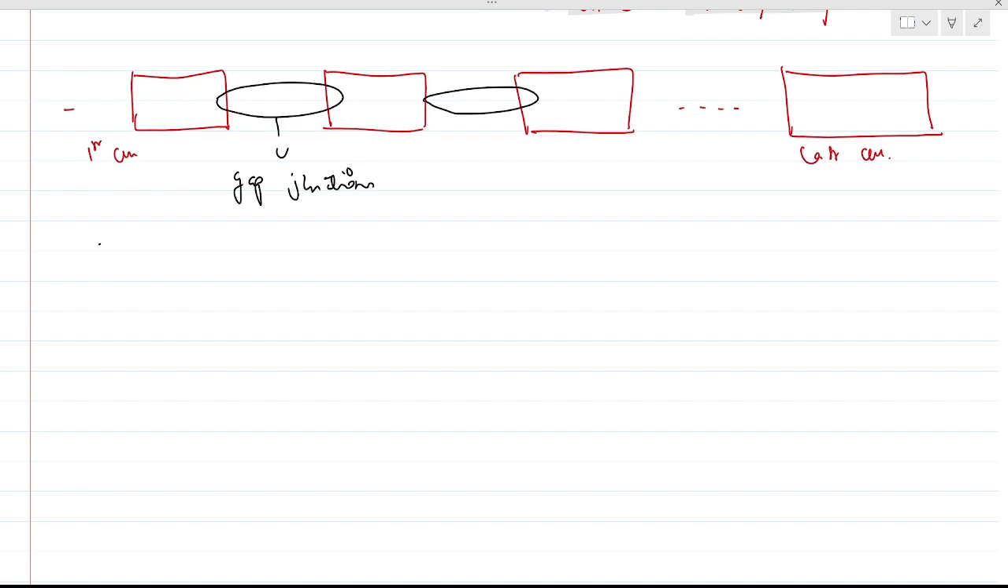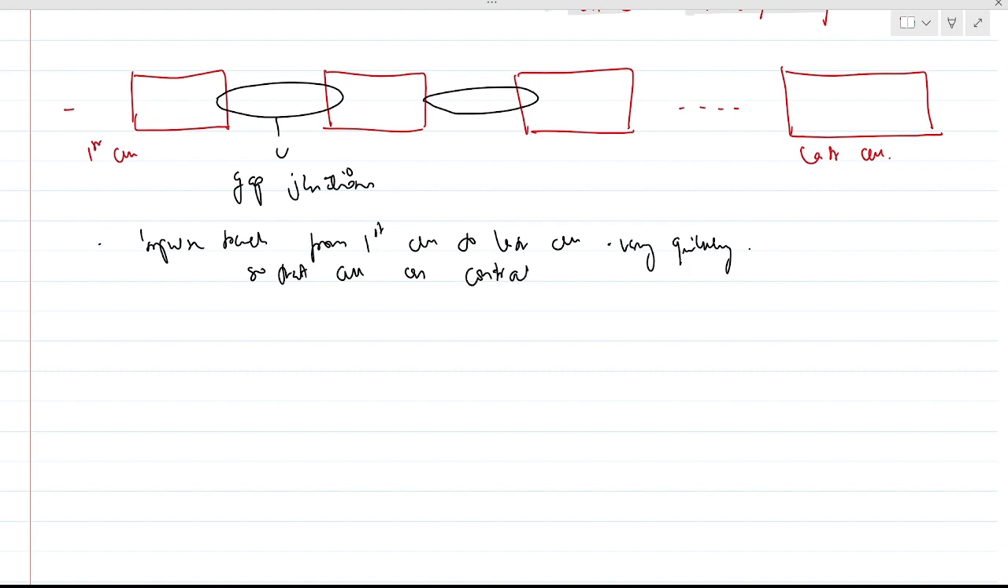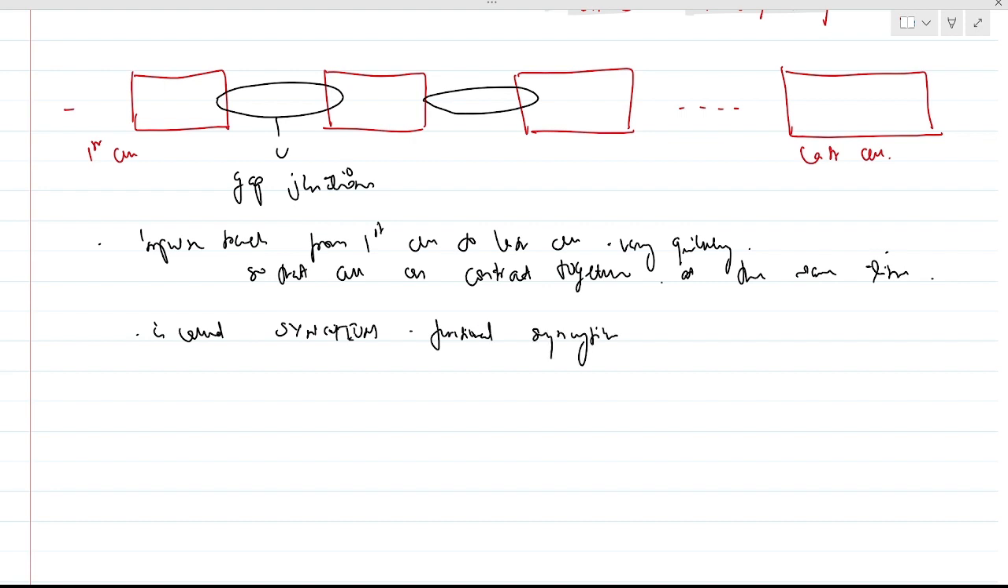Now we'll write that the impulse travels from the first cell to the last cell very quickly, so that all can contract together at the same time. This is called a functional syncytium.